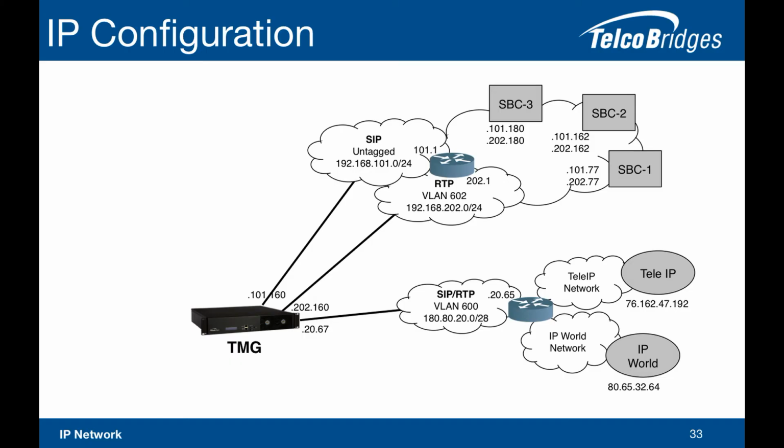Alright, enough talking. It's your turn to work and try what we have seen in the last half an hour. This diagram represents what we will be configuring in the next hands-on activities. You will configure 2 IP addresses on different subnets to carry SIP and RTP towards 3 SBCs on your internal network, and 1 IP address to carry SIP and RTP towards semi-public networks to connect SIP trunks to 2 carriers, TeleIP and IP World. Have fun!